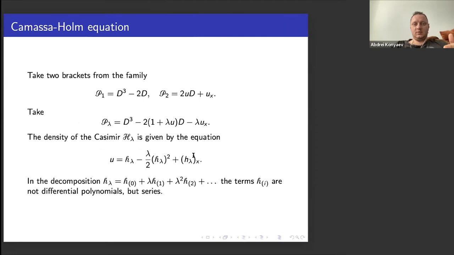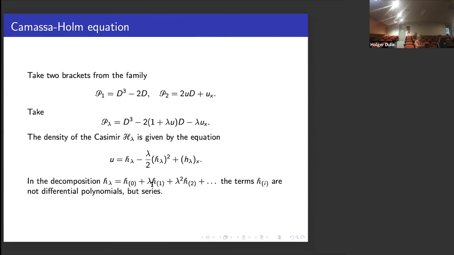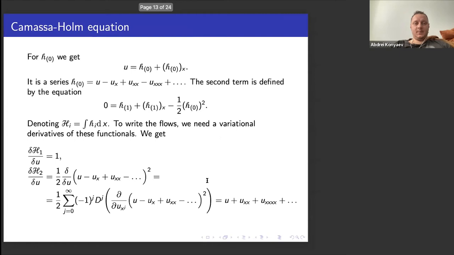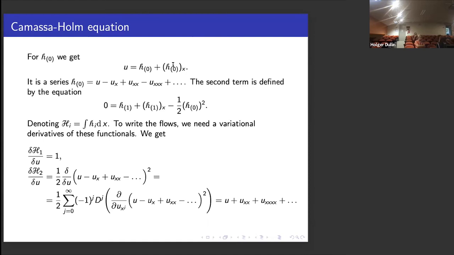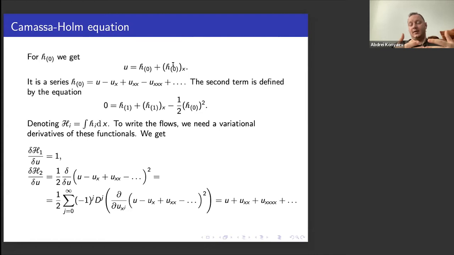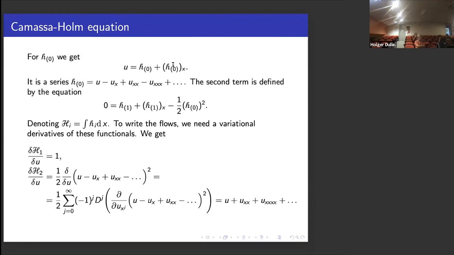When you pick different brackets, you add them up with lambda, and then you write down the Casimirs and do the decomposition. The first thing you observe is that each of these H0, H1, H2, etc., are actually series. The first series you get, because it's for just lambda equals zero, is like this. See, this is the condition for this series. We see that it's basically identity times derivative in x. We can invert it and we can explicitly calculate this series. This is where magic happens, because from the scheme I described, it's not obvious that you can actually do nice calculations. But here, we already know that the Camassa-Holm equation exists.